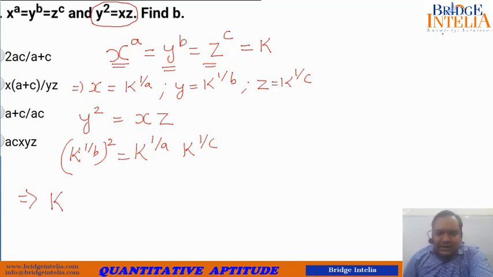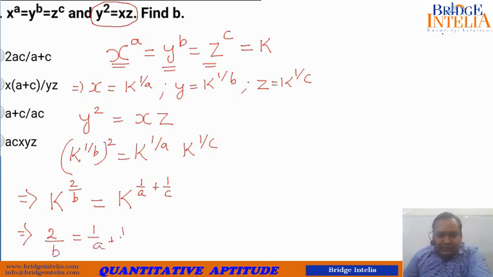We can conclude that k raised to power 2 by b, because it is 1 by b whole square, so you multiply this 2 by b. So we have already covered this in the basic video. So k raised to power 2 by b must be equal to k raised to power what? So these two exponents will be now added, k raised to power 1 by a plus 1 by c. So from here what can you conclude? If the base is same, the exponents must also be same. So from here I can conclude that 2 upon b is equal to 1 by a plus 1 by c.